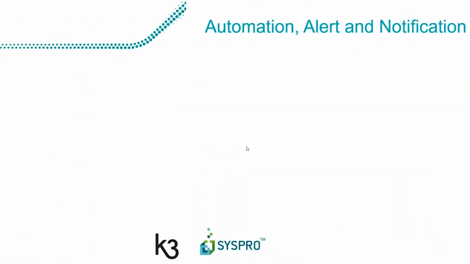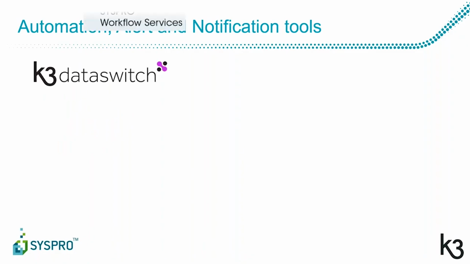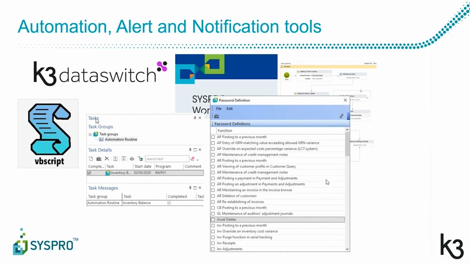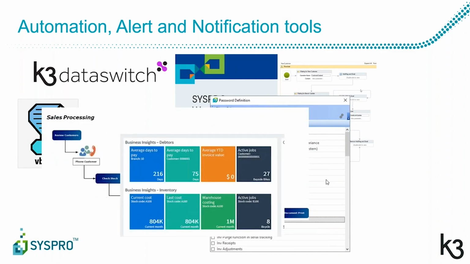Now, when I talk about automation, there are a number of tools for automation, alerts, and notifications that are available within SYSPRO. We're not going to cover all of them today. It's a short session, just 20 minutes. You've got everything from Data Switch to SYSPRO Workflow Services, VB scripting. We've got security systems with password definition, flow graphs, Insights themselves that help drive user behavior. All of that's available. We've covered a number of those in different sessions, but today what we're going to focus on are things called electronic signatures, triggers, and events.